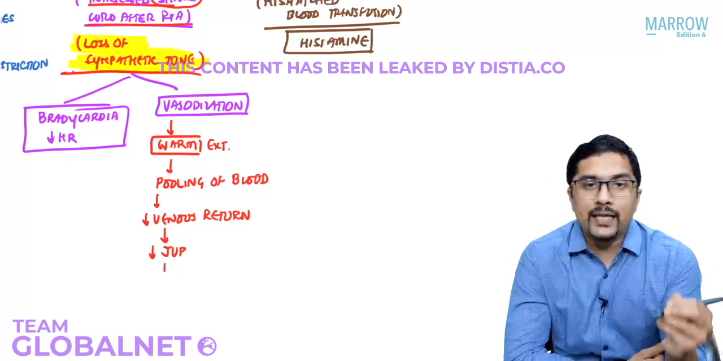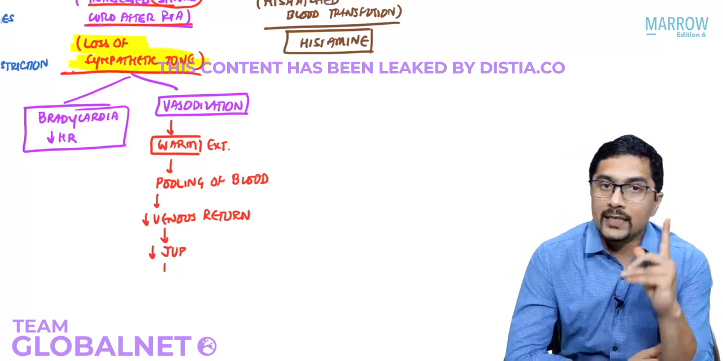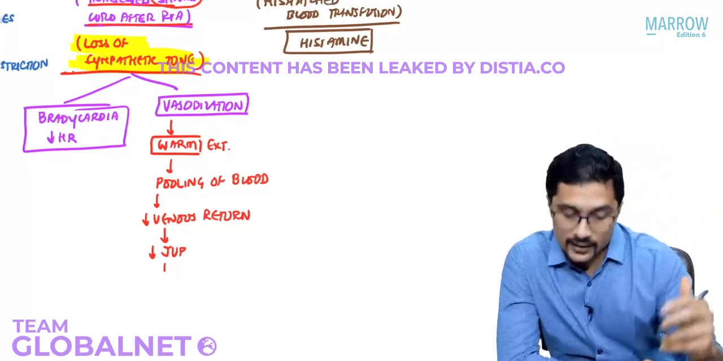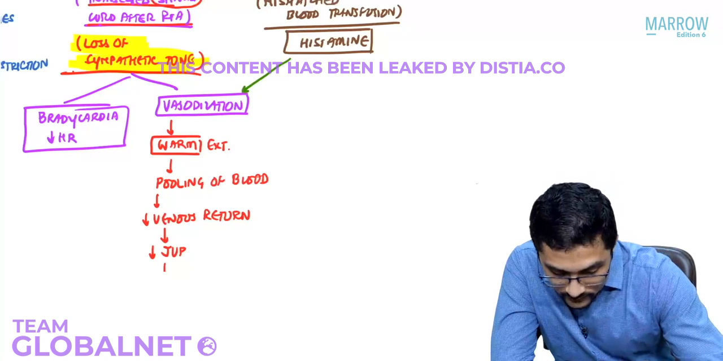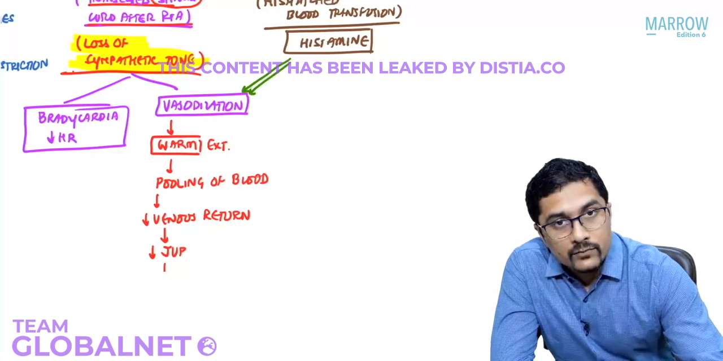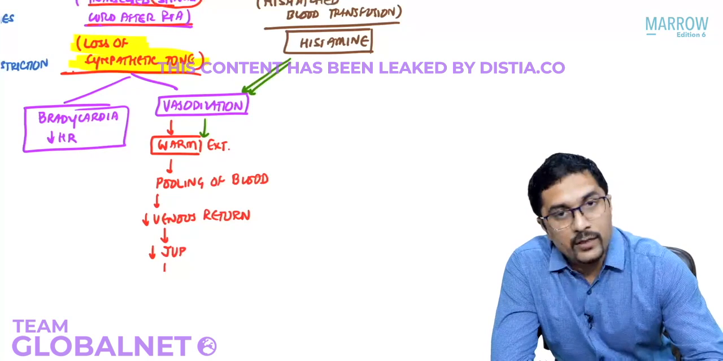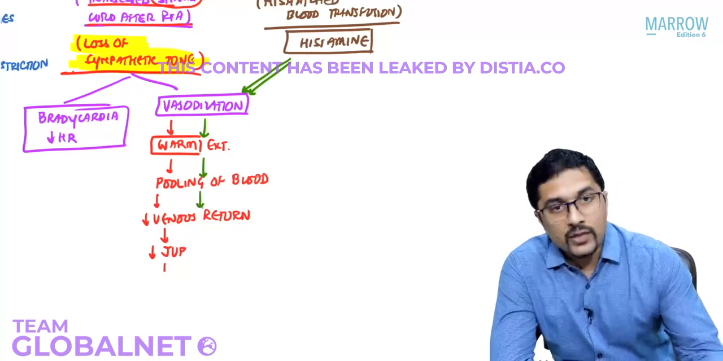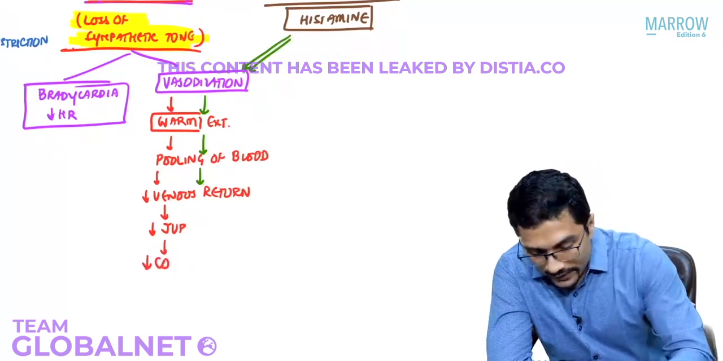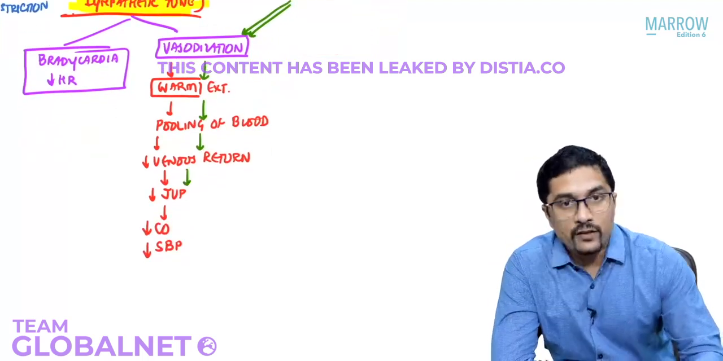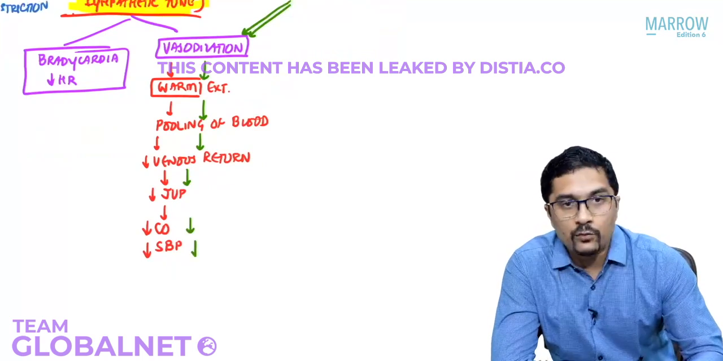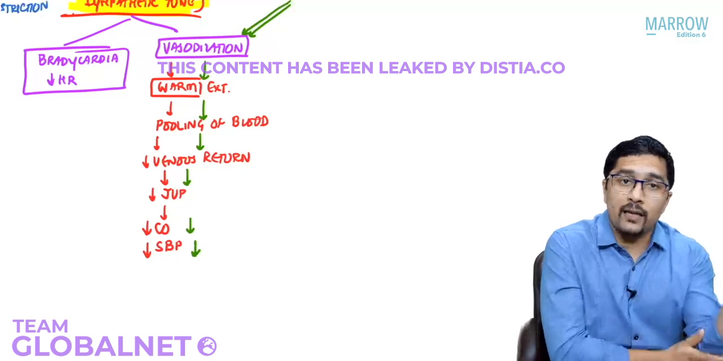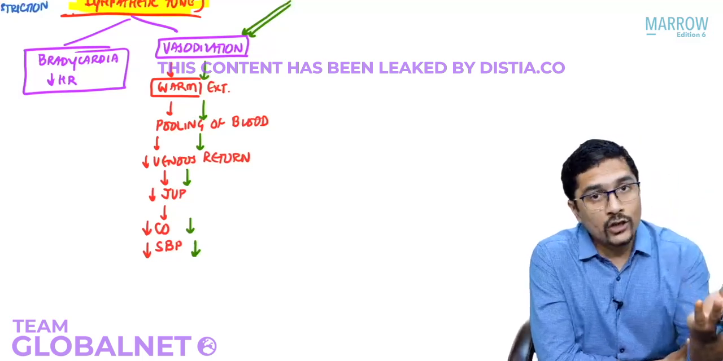So when histamine is released, you know histamine is a potent vasodilator, right? Potent vasodilator. So look carefully. Vasodilation. This is going to give rise to warm extremities. This will again give rise to pooling of blood. Again give rise to decreased venous return. Again give rise to decreased JVP. Again decreased cardiac output, decreased systolic blood pressure. So the story is exactly the same as neurogenic shock.